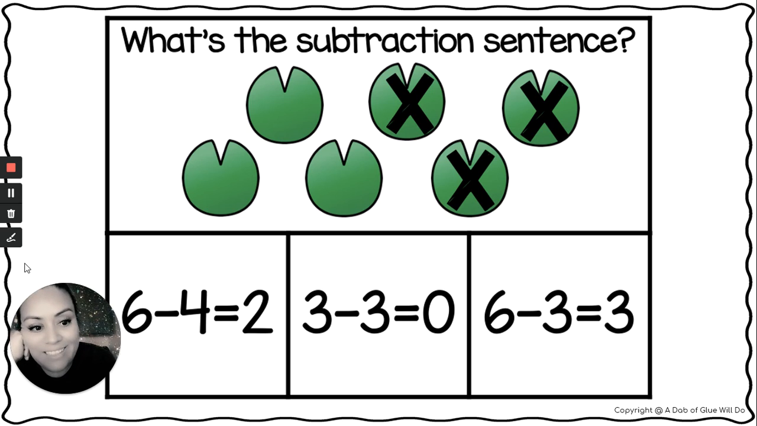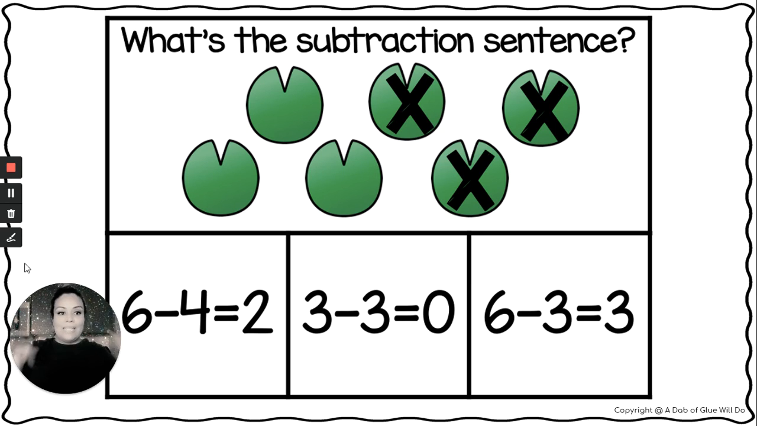All right, let's take a look at these lily pads again. What's a subtraction sentence? Think big. 6, that's right. We have 6 total lily pads, and how many of them are crossed out? 3, that's right. 6 minus 3 equals how many? How many are left? That's right, 3.